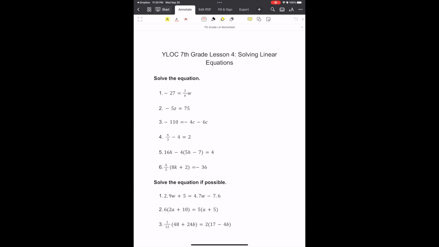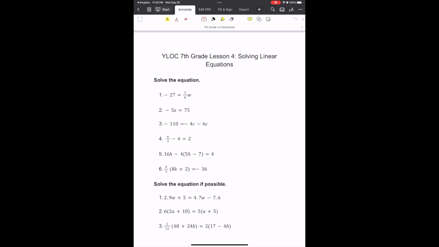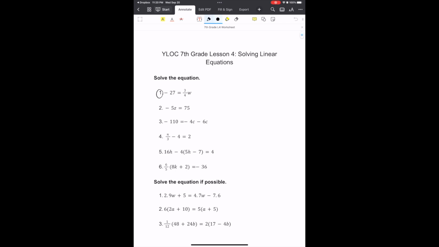So let's start with number 1. Negative 27 is equal to 3/4 times W. So how do you get the value of W? Well, you're going to want to divide 3/4 from both sides, since you want to isolate W.